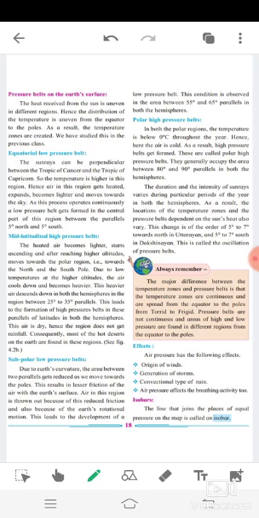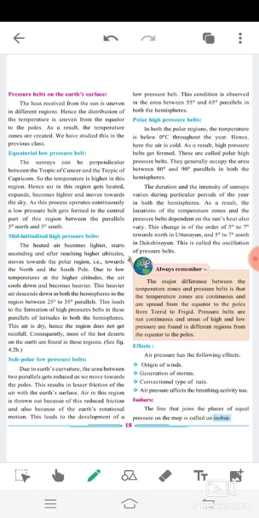Okay, now to the next paragraph. Equatorial low pressure belt. The sun rays are perpendicular between the Tropic of Cancer and the Tropic of Capricorn. So the temperature is higher in this region. Hence, air in this region gets heated, expands, becomes lighter and moves towards the sky. As this process operates continuously, a low pressure belt gets formed in the central part of this region between the parallels 5° north and 5° south.